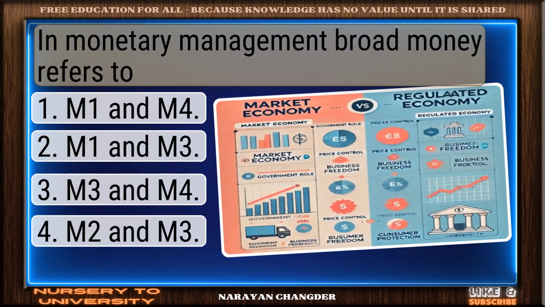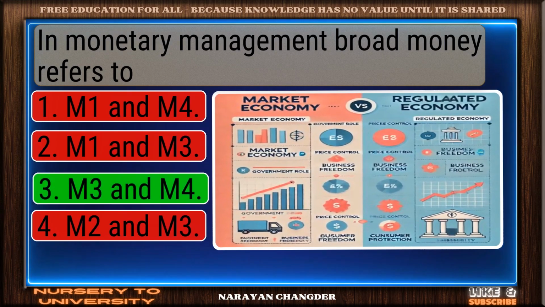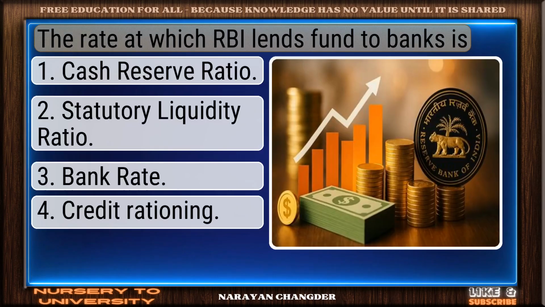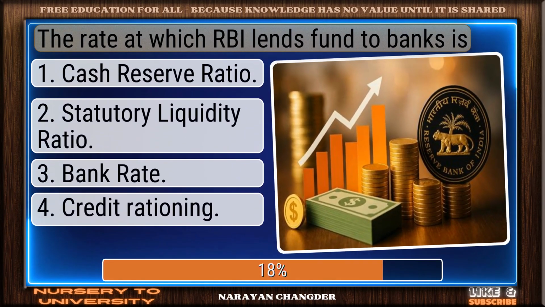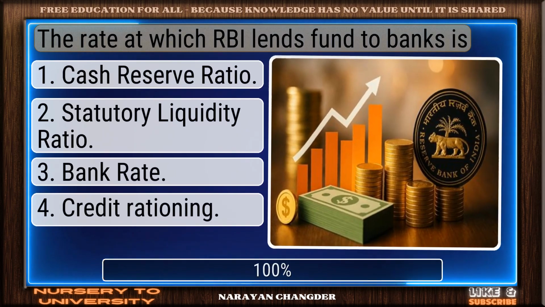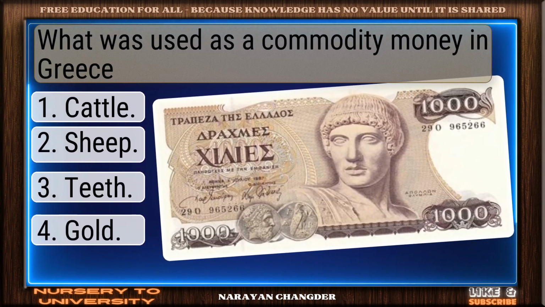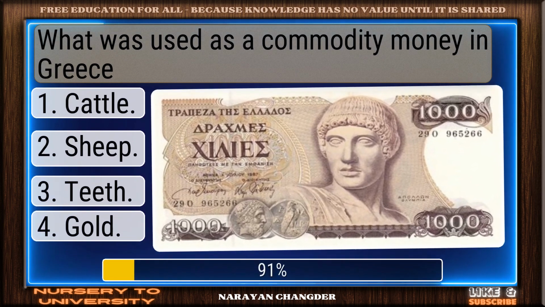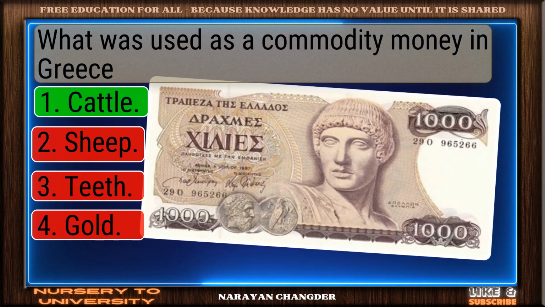In monetary management, broad money refers to... Smart pick. M3 and M4 is correct. The rate at which RBI lends funds to banks is... You got it. Bank rate fits. What was used as a commodity money in Greece? You're right. Cattle is correct.